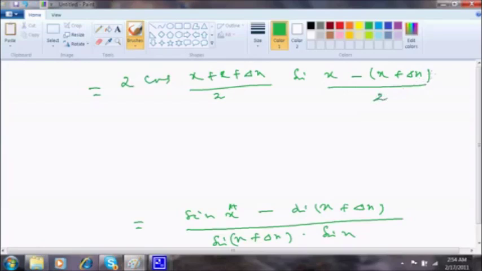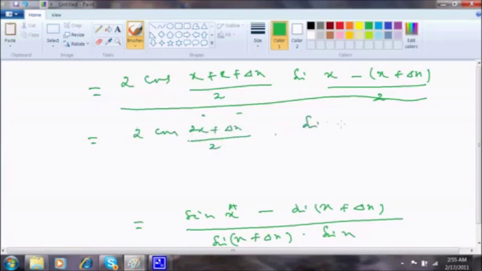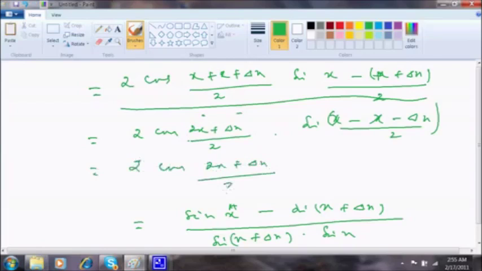Take care of giving this bracket because this is a binomial, divided by whatever I had. This is 2 cos of (2x plus delta x) by 2 into sine of (x minus x minus delta x) by 2. Minus into plus is minus, and so on. This is gone. So what I'm getting finally is 2 cos of (2x plus delta x) by 2 into sine of minus delta x by 2. In fact, there is a 2.